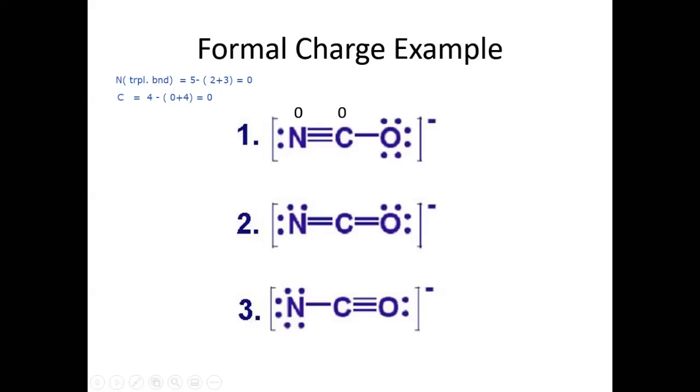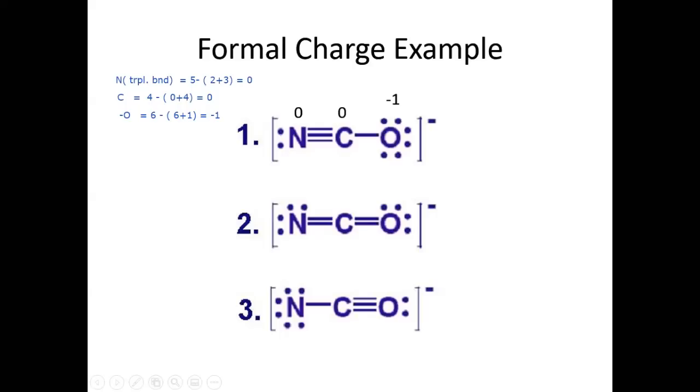Now we'll do the single bond oxygen. And what should the single bond oxygen's formal charge be? That's correct, -1. So when we do the single bond oxygen, valence electrons is 6, minus 6, plus 1 equals -1. So we'll go through each one and then we'll explain which one is the preferred structure.